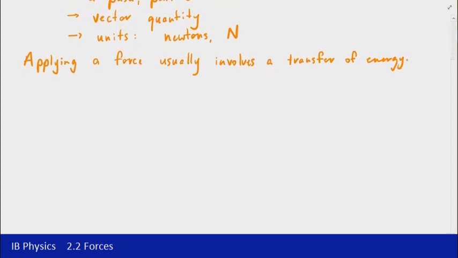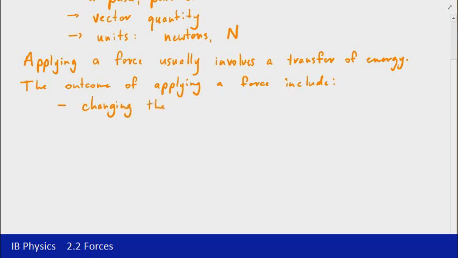A couple of things also about the outcomes of applying a force. There are a few different things that could result. So the first one is that we could have a change in the speed of the object. Notice I'm using the word speed, so we could say that it's either speeding up or slowing down. And if we're talking about changing the speed, we're really talking about an acceleration. So there's the first possibility.